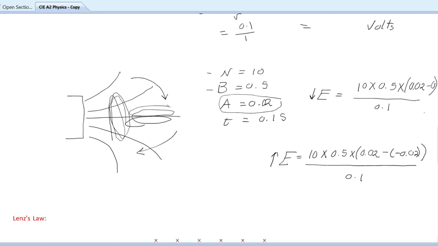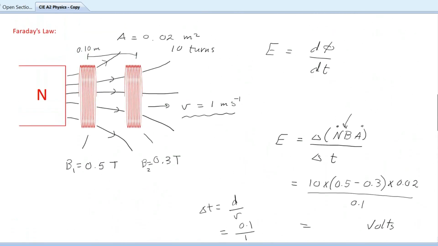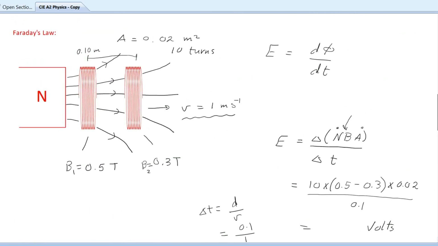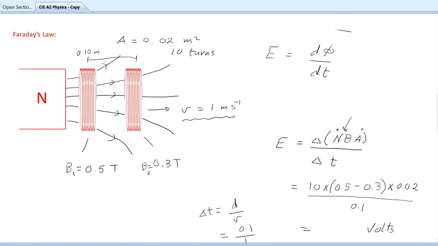So that's how you use Faraday's law. You calculate the change in flux, then you divide it by the time taken to change the flux linkage. Okay? This is called Faraday's law. So the induced EMF is equal to the change of flux linkage divided by time, or the rate of change of flux linkage.